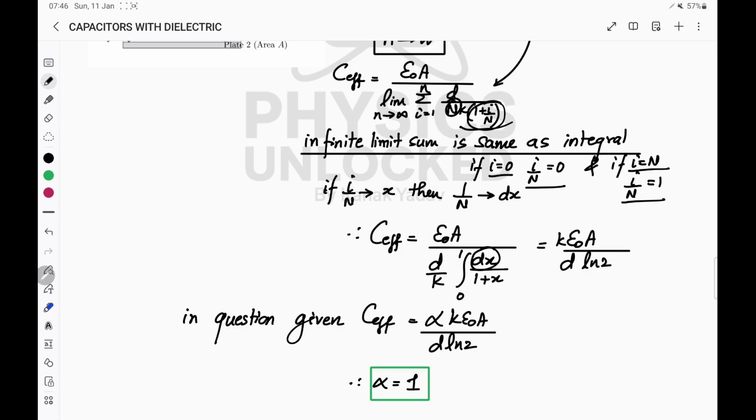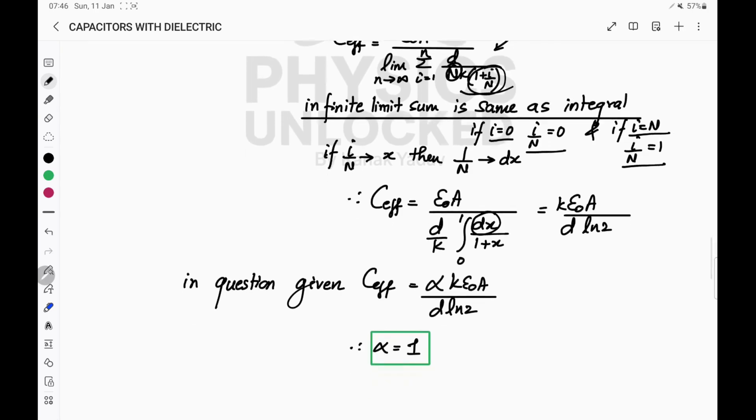So now we are going to integrate this. This is a very simple integral. You must have done it many times in your mathematics course. Integral of dx divided by 1 plus x. The integral comes out to be ln 2. All other terms I have kept as they are: K epsilon naught A by D ln 2. So after solving, we realize that the value of alpha mentioned in the question is equal to 1.